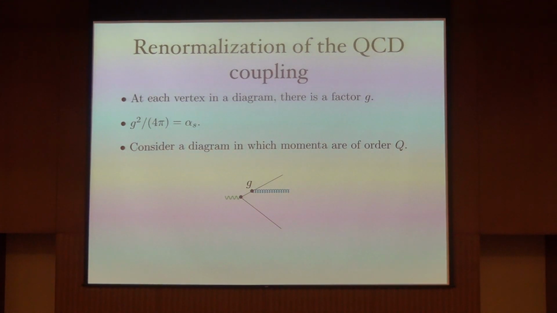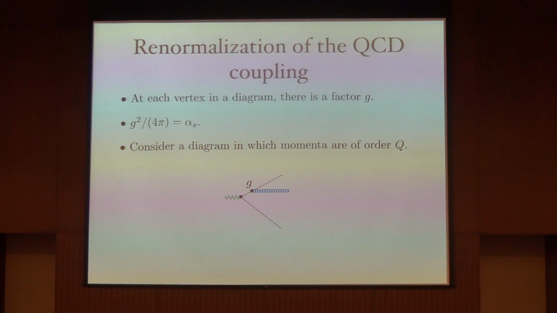Okay, so I'm going to talk about jets. I want to tell you a little about the coupling in QCD before we do that. At each vertex in a diagram, like here, there's a factor which is usually called g. That's the coupling. And g squared over 4 pi is usually called alpha strong. So what can you say about g?